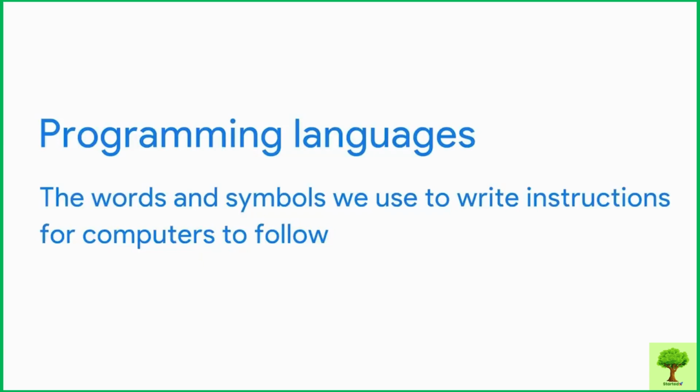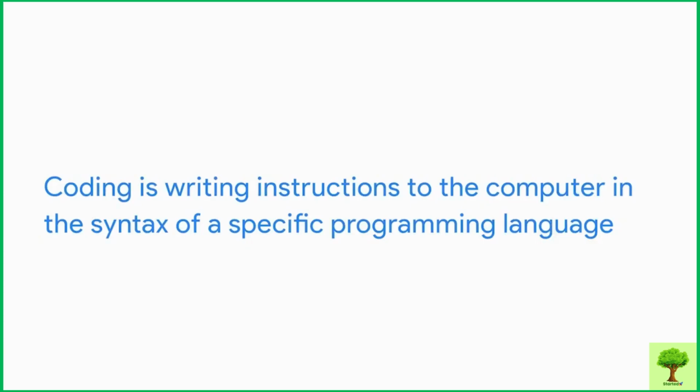Programming languages are the words and symbols we use to write instructions for computers to follow. You can think of a programming language as a bridge that connects humans and computers and allows them to communicate. Programming languages have their own set of rules for how these words and symbols should be used, called syntax. Syntax shows you how to arrange the words and symbols you enter, so they make sense to a computer. Coding is writing instructions to the computer in the syntax of a specific programming language.